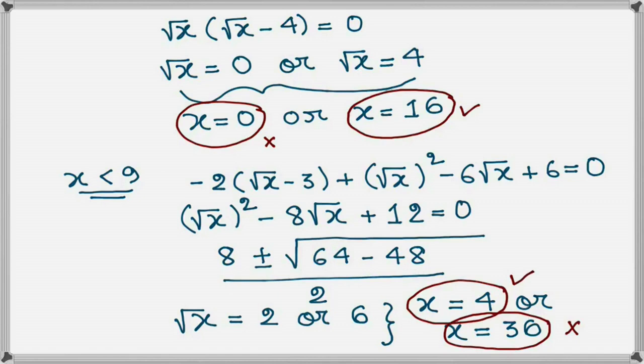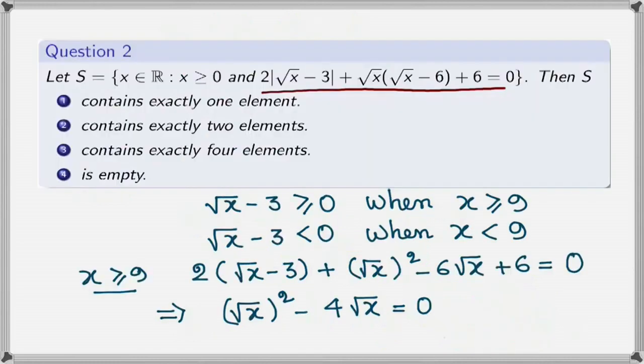So from here we get only two possible choices of x, that is x equals to 16 and x equals to 4. So therefore we can say that the set S is containing exactly two elements. So therefore the option 2 is the correct one.